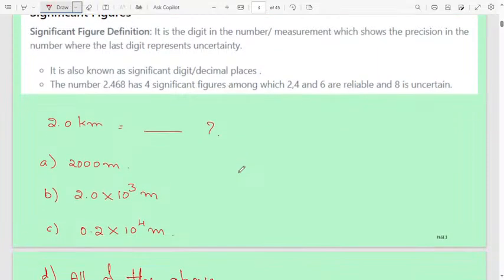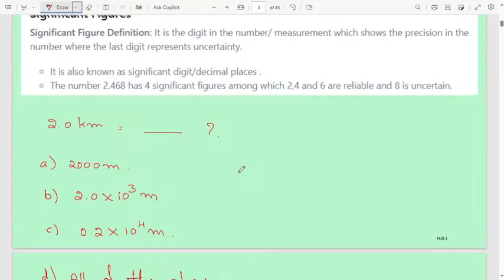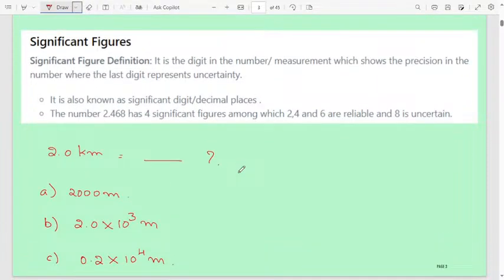Let us discuss what is meant by significant figures. What is the meaning? Why do we have to use this? Significant figures definition: it is the unit in a number measurement which shows the precision in the number, where the last digit represents uncertainty. It is also known as significant digits or decimal places. The number 2.468 has four significant figures, among which 2, 4, 6 are reliable and 8 is uncertain.